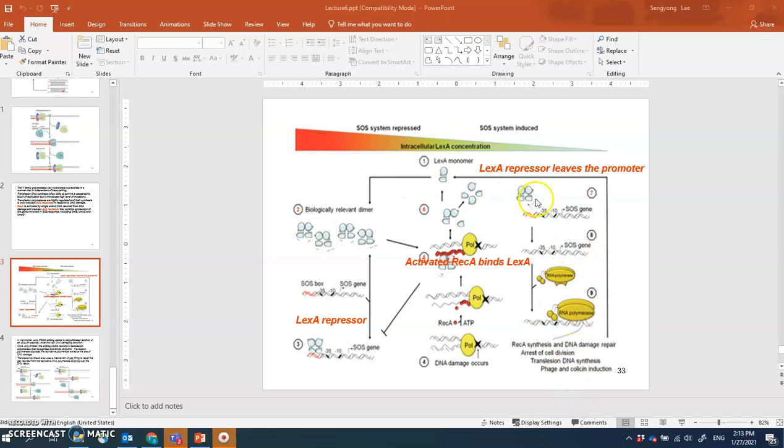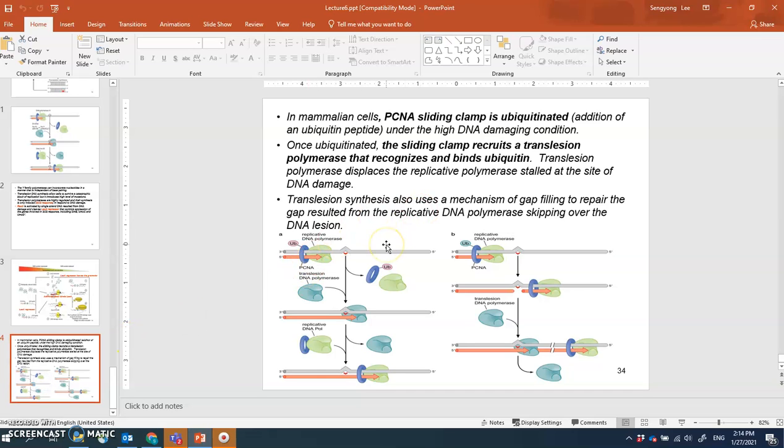Okay, so understand this SOS response. It's kind of unique that UV can turn on the LexA-repressed genes, because RecA responds to the damaged DNA. It binds the single-strand DNA, and then RecA, when it's activated, binds on LexA, which falls off. So the repressor is inactivated. Then genes are turned on, and those genes will take care of the DNA repair as well as polymerization under this stressful condition. Okay, so that's what happens in E. coli. And how about mammalian cells?